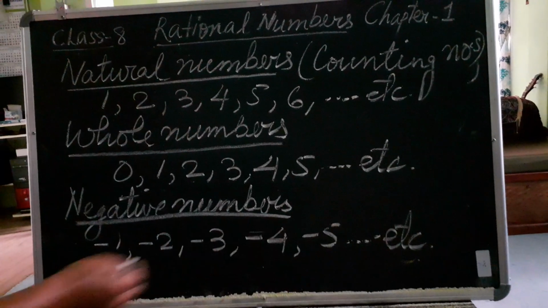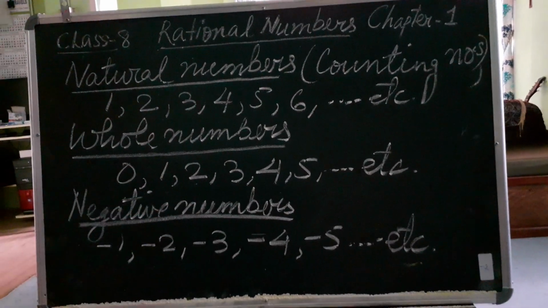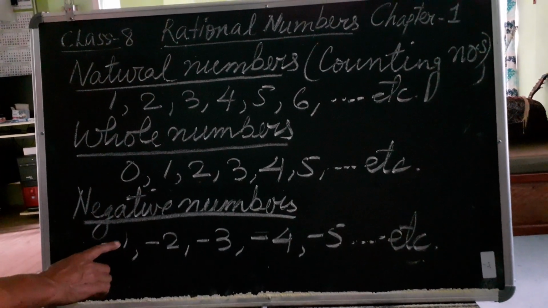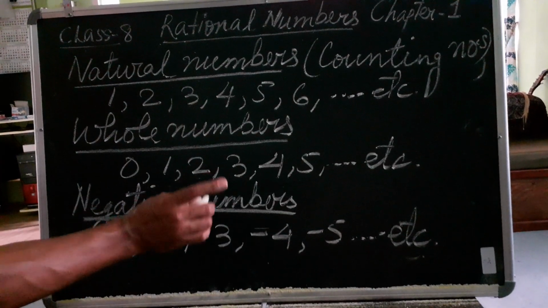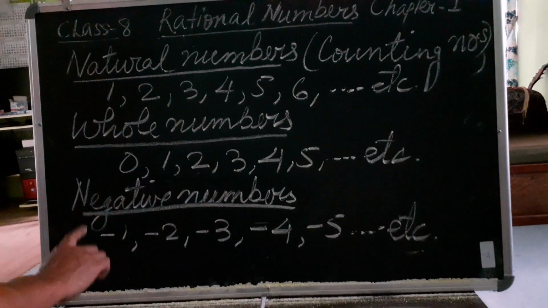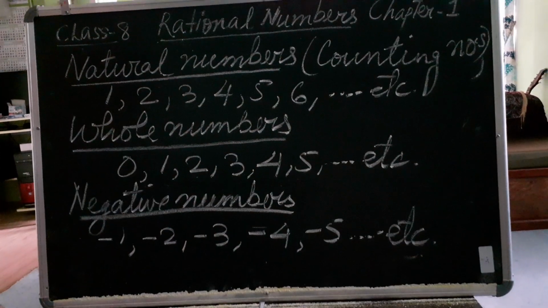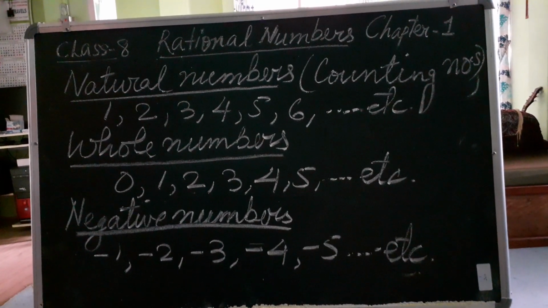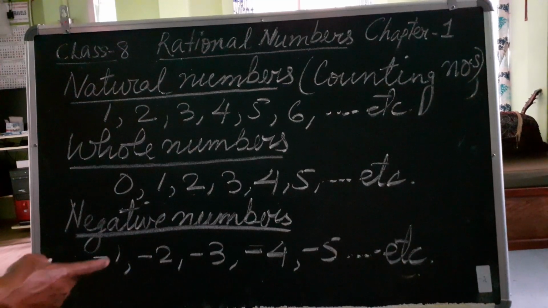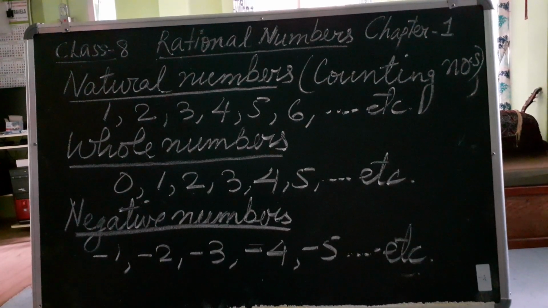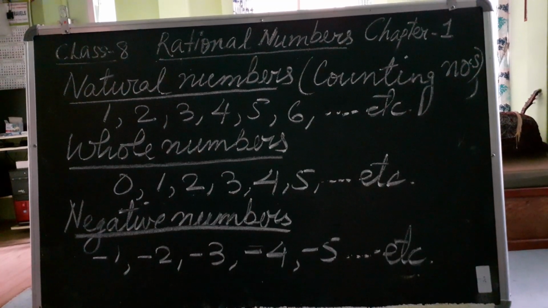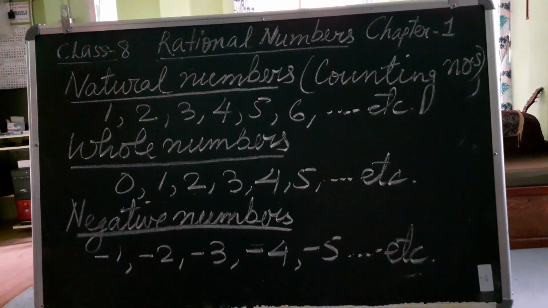So you can say that negative numbers are numbers less than 0. Minus 1 is less than 0, minus 2, minus 3, minus 4, minus 5, all these numbers are less than 0 and they are to the left of 0. Numbers which are less than 0 are called negative numbers.